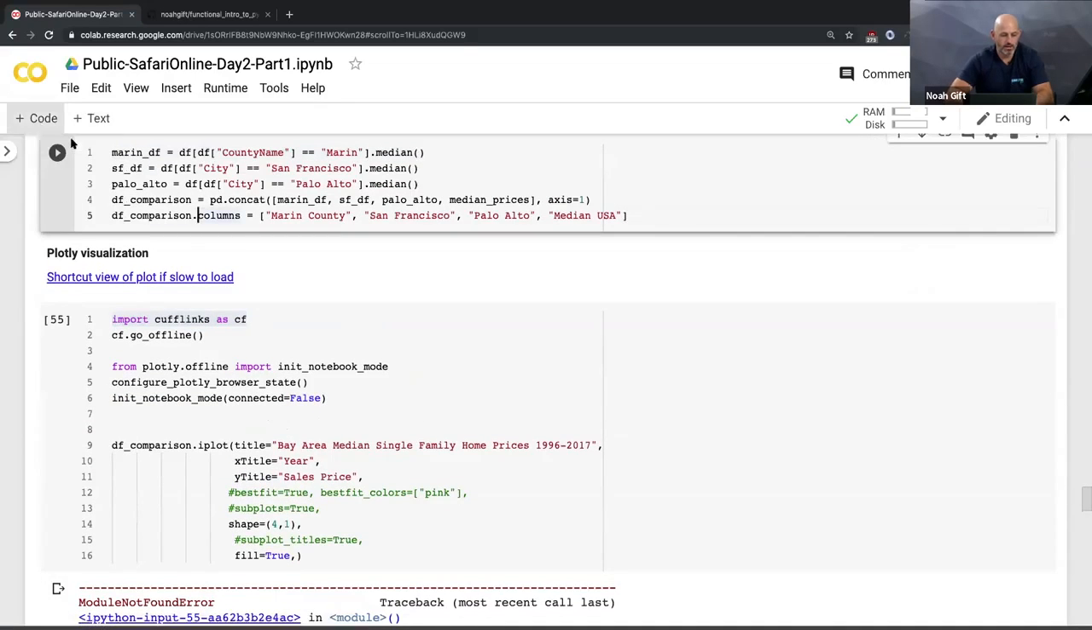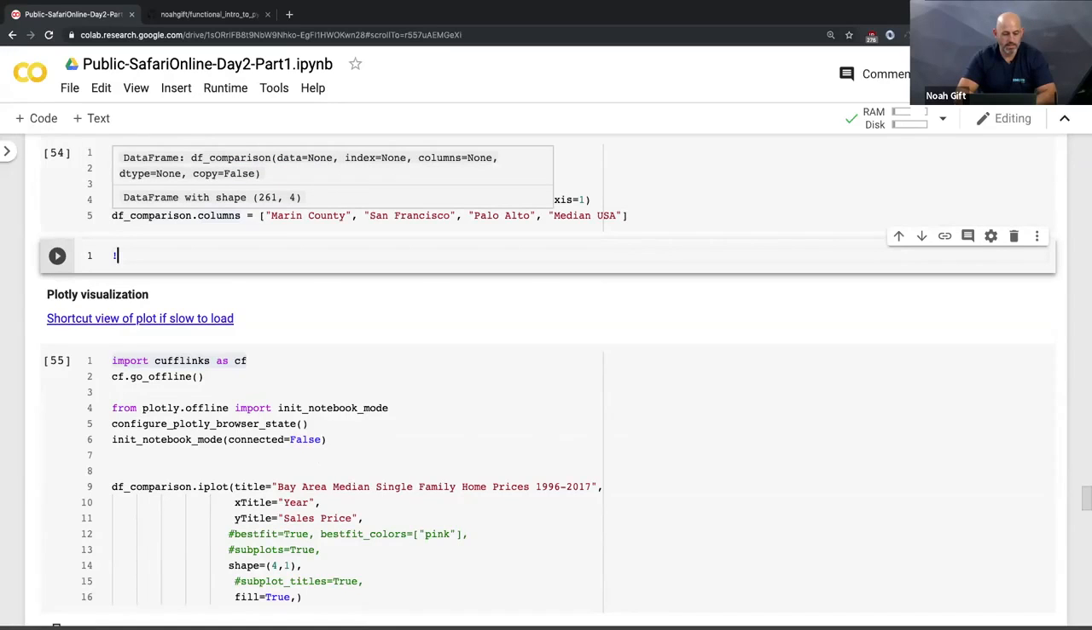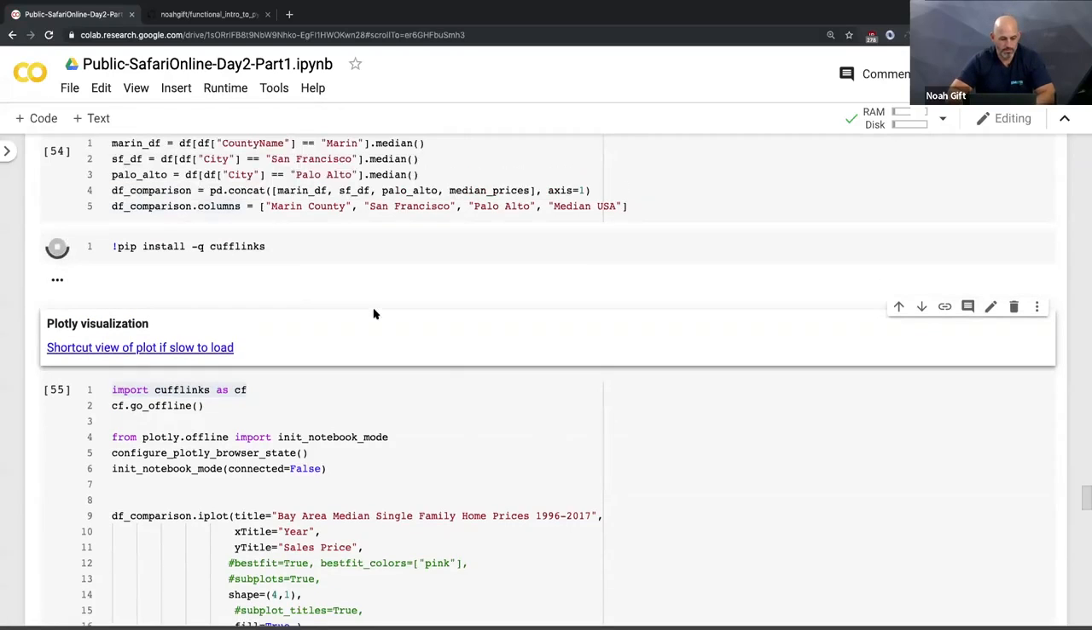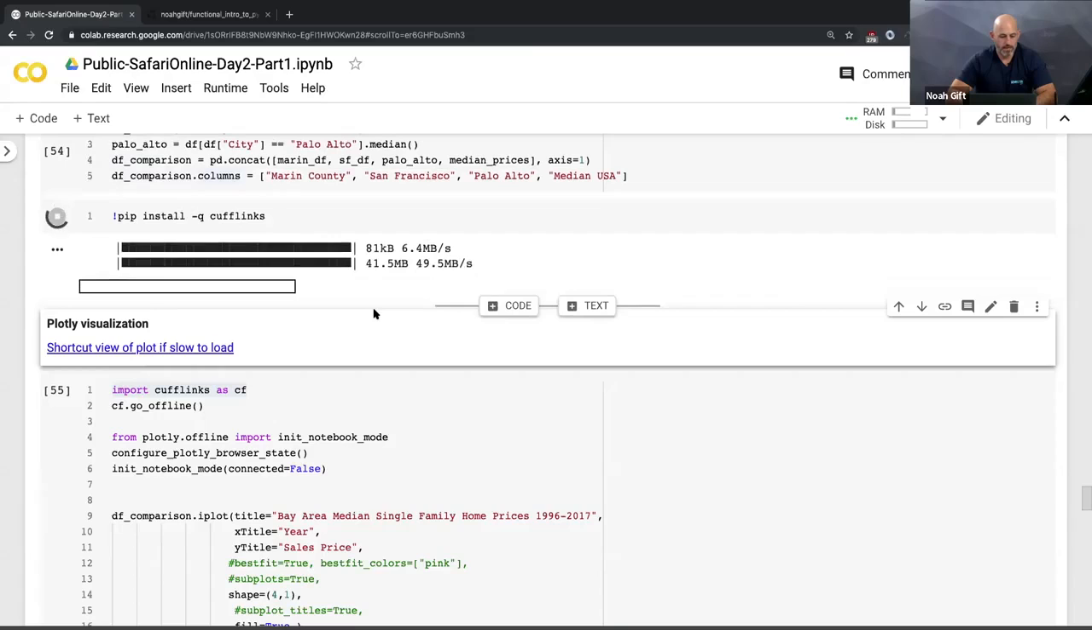So I'll show you now how to do a real-time installation. You can do the exclamation point, which runs a shell command, and then I can do a pip install, and then I typically do a -q, so it quiets the output so that you don't have a bunch of noise in your notebook. And then I can install Cufflinks, and this should work. It should just take a second.